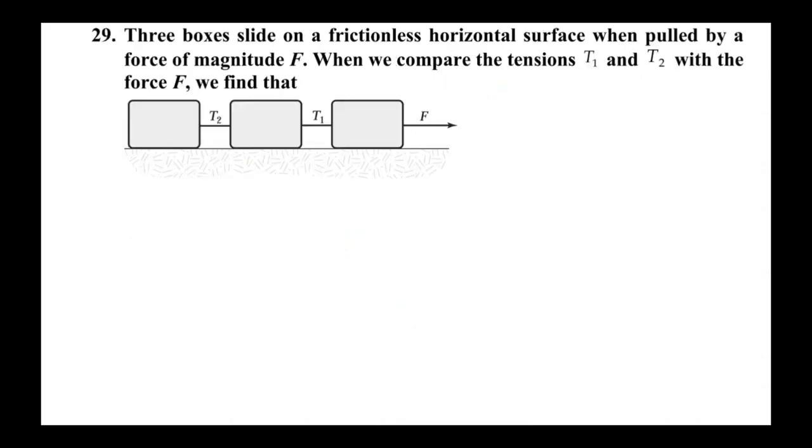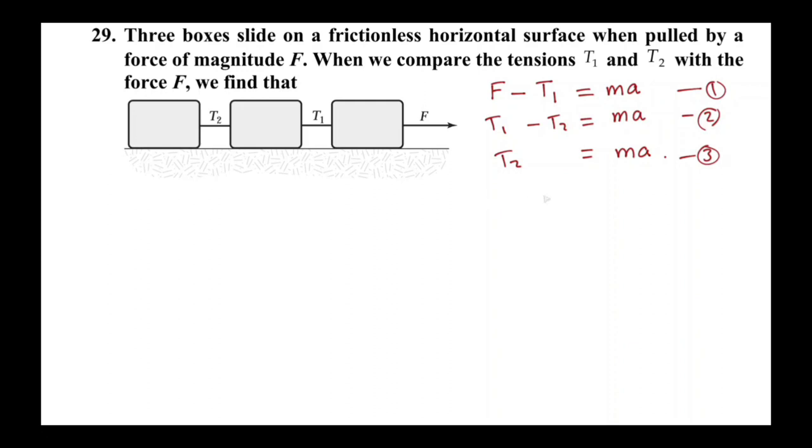3 boxes slide on a frictionless horizontal surface when pulled by a force of magnitude F. When we compare the tension T1 and T2 with the force F, we find that, now in this question we would like to compare T1 and T2 with respect to the force F. Let's see, F minus T1 equal to MA, and T1 minus T2, it's equal to MA, and T2 equal to MA.